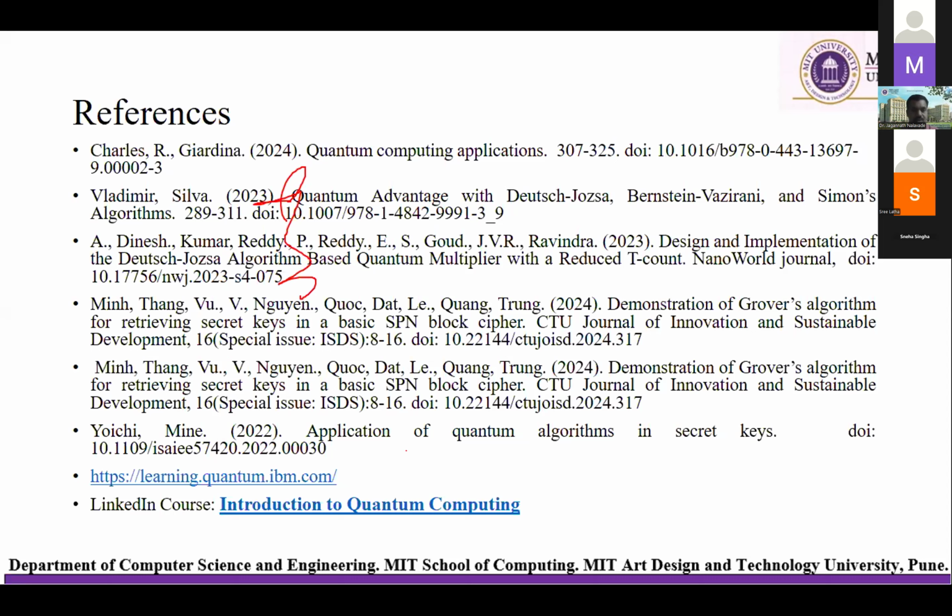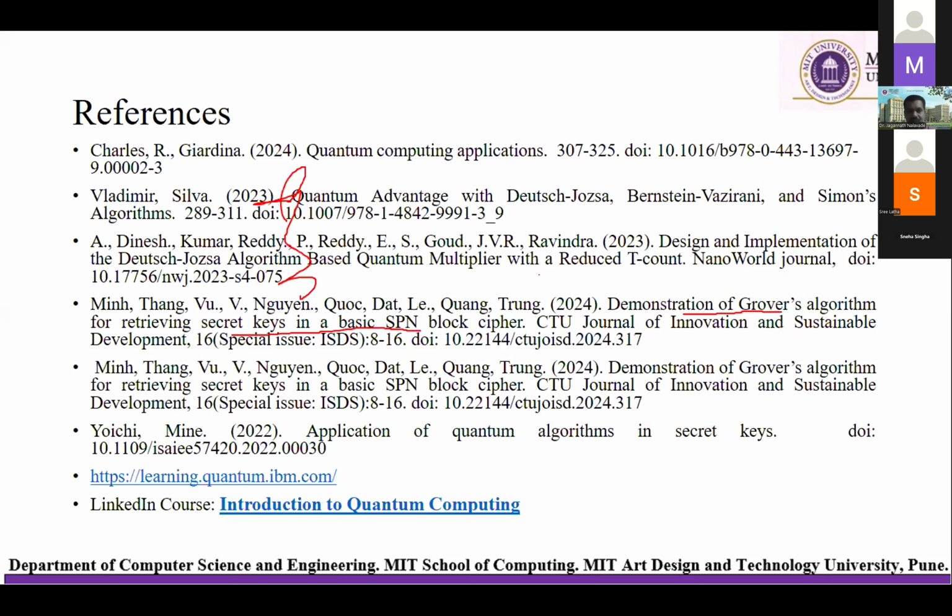Then if you are still not satisfied with these papers, these papers just give several algorithms and their use. For example, if you observe in this paper, Grover's algorithm is used, with a demonstration of Grover's algorithm for retrieving the secret key. As I mentioned here, we can use Grover's algorithm for cryptography.